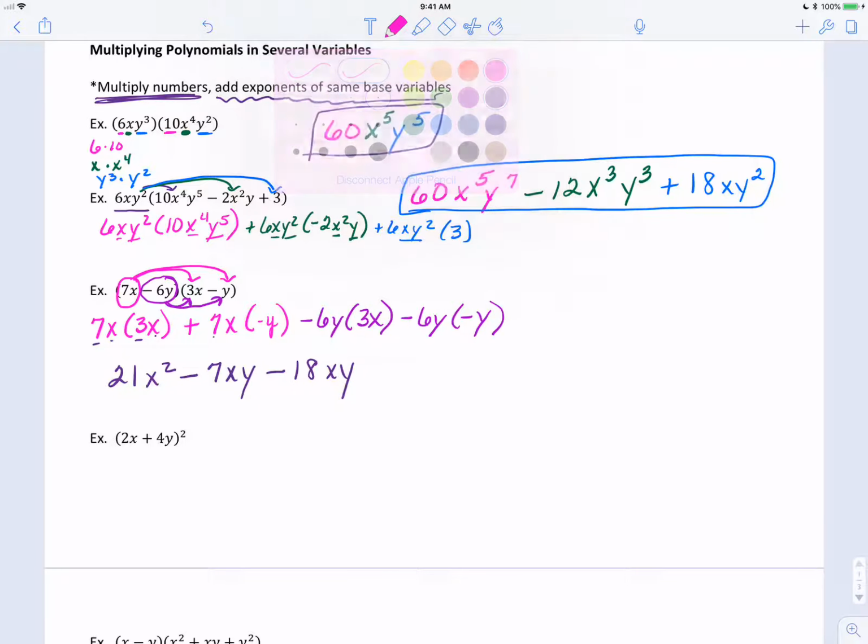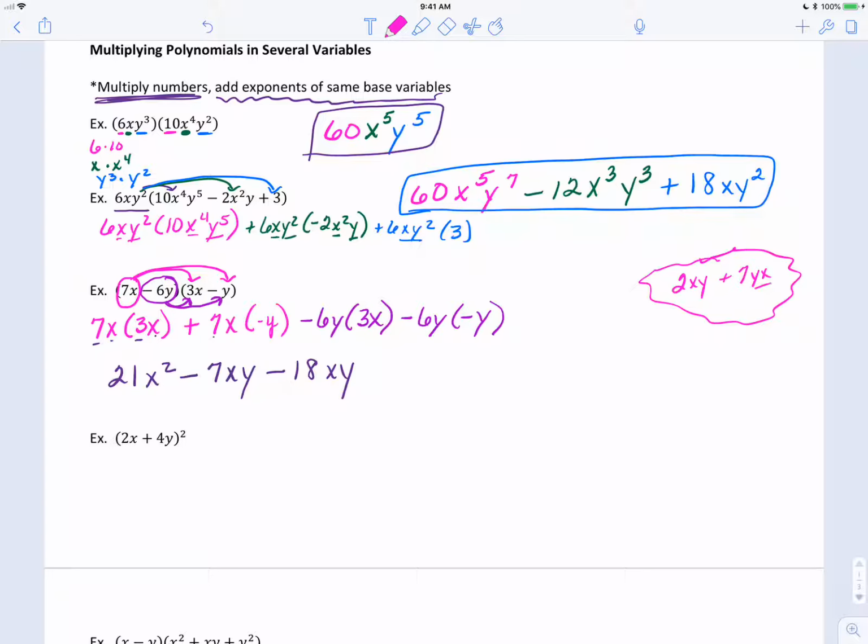So, little side thinking note over here: if I have 2 xy's plus 7 yx's, well, those are like terms because they have x's to the first power, y's to the first power. Order doesn't matter. If I multiply 2 times 3, I get 6. If I multiply 3 times 2, I'm still getting 6. So order does not matter in multiplication. So we will be able to join those like terms at the end. Okay, so go back to our lesson here.